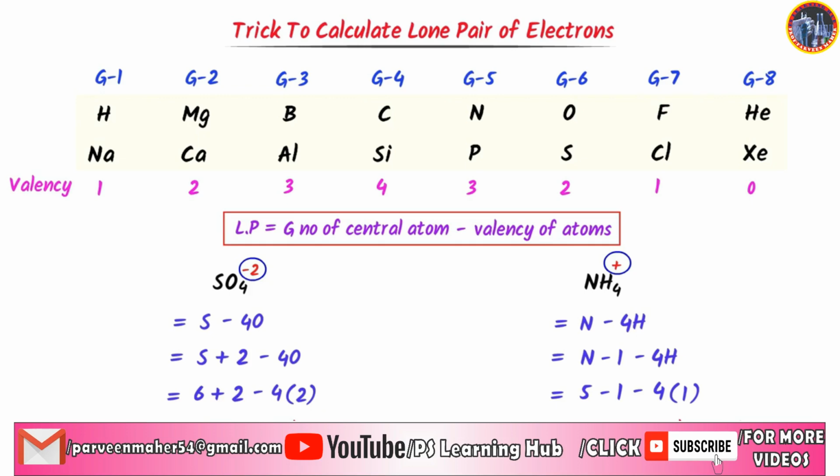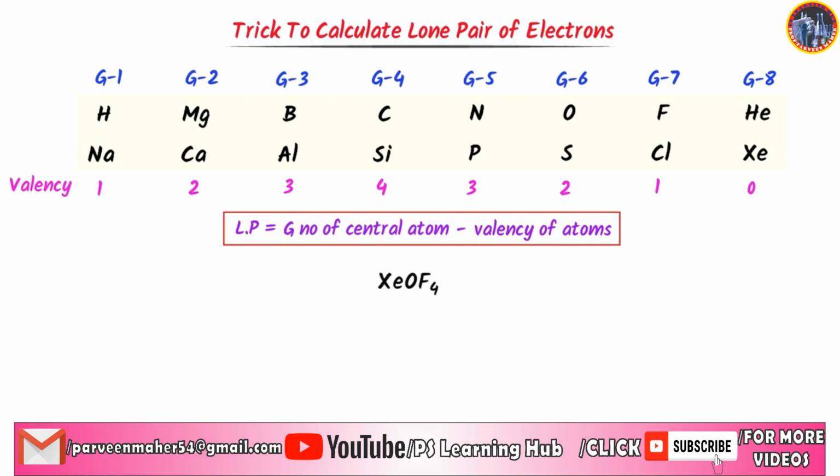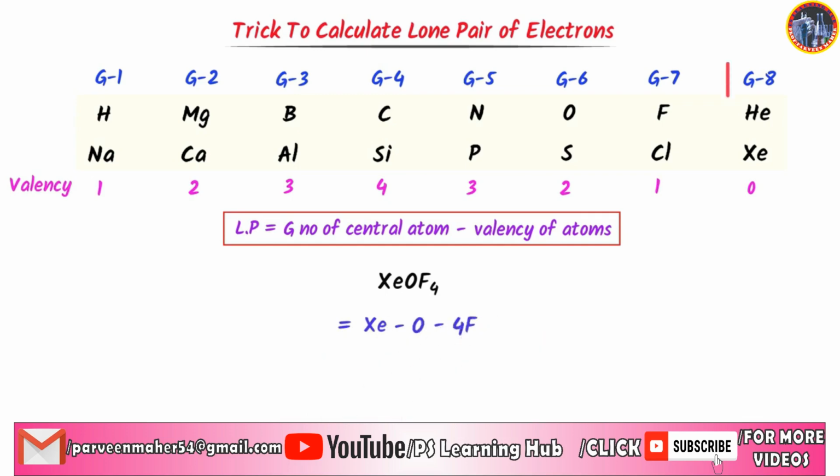Lastly, let me teach you one advanced level question. Calculate the lone pair of electrons on central atom. Here, xenon is central atom. So I write xenon minus oxygen minus 4 fluorine. The group number of xenon is 8, minus the valency of oxygen is 2, minus 4, and the valency of fluorine is 1. I get 2 electrons. So there is only one pair of electrons present on central atom. Thus using this trick, we can easily calculate lone pair of electrons on central atom.